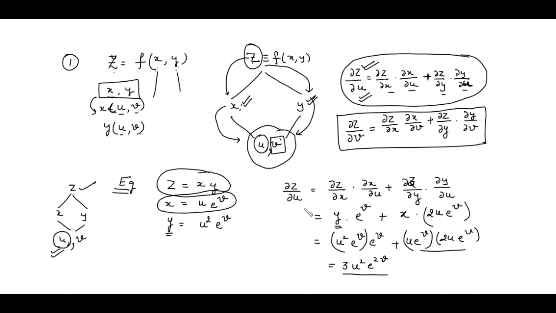So the same way we can find out the partial derivative of z with respect to v. So this is the first rule. Whenever z is a function of two variables and further these two independent variables are the functions of another two independent variables, we can apply the chain rule using this.